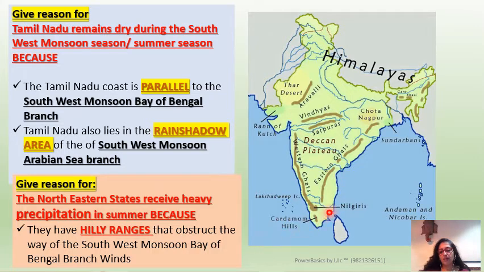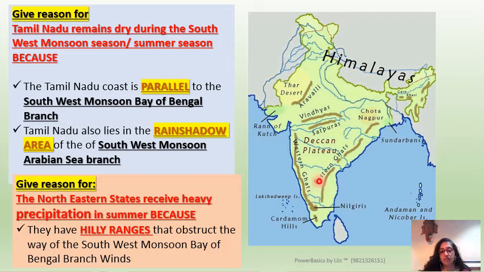So the rainfall comes like this. It's parallel to the southwest monsoon Bay of Bengal branch. This comes the Bay of Bengal branch. Tamil Nadu also lies in the rain shadow area of the southwest monsoon Arabian Sea branch. Arabian Sea is coming this way. This is the windward. This is the leeward. This whole area is the leeward side. It's the rain shadow area.